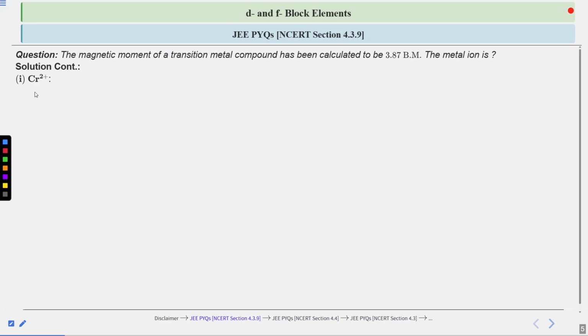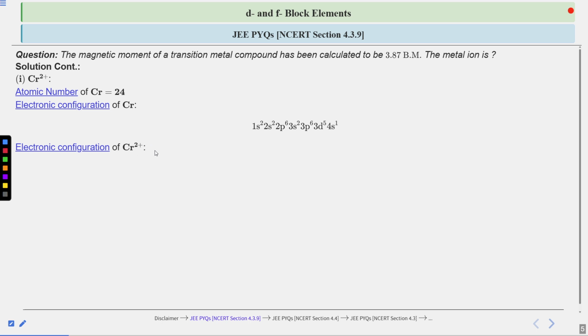Let's see for the first one, that is chromium 2 positive. Now the chromium atomic number is 24, right? So you have to write the configuration. The electronic configuration of chromium will be 1s2, 2s2, 2p6, 3s2, 3p6, 3d5, 4s1. Every orbital is filled other than 3d5 and 4s1, right? So we consider these two for calculating the number of unpaired electrons.